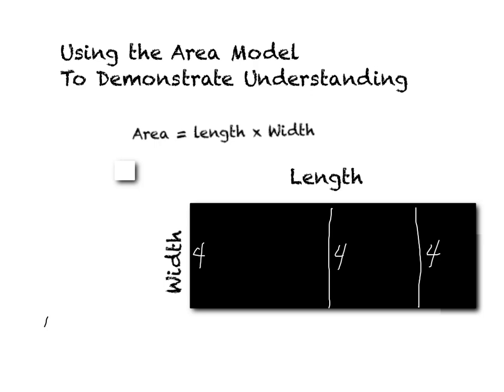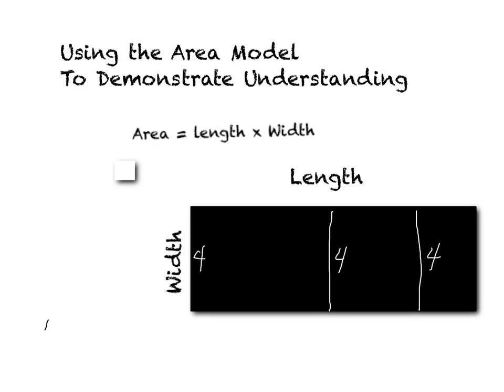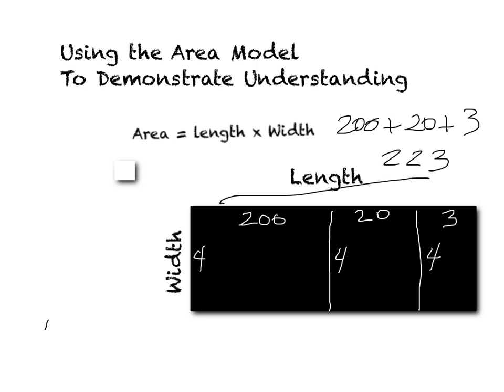So let's say this width right here going across is going to have a width of 200. And that the width of this one would have a width of 20. And then let's say this width up here is going to be the width of 3. So if we were to look at that number in standard form, we would have 200 plus 20 plus 3 would give us our total width, which would be 223 going all the way across.